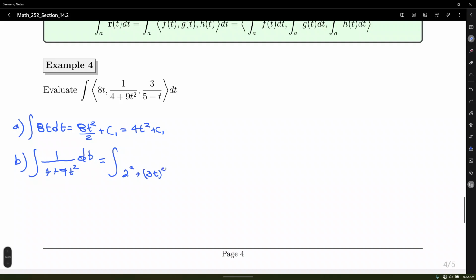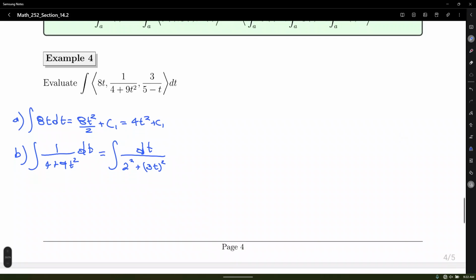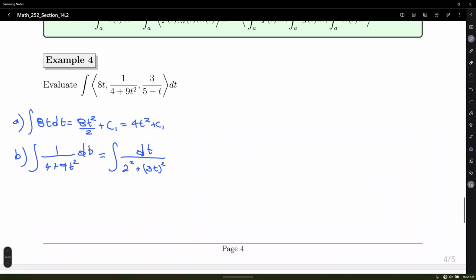3t quantity squared. And then let me put the dt here, all right? This is so you can identify the a and the u. We will still have to do a baby u substitution, maybe nothing too crazy, but still this little coefficient is going to make a huge difference when it comes to setting it up. All right, so let's see.